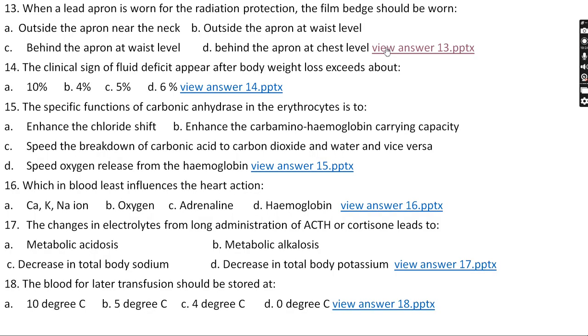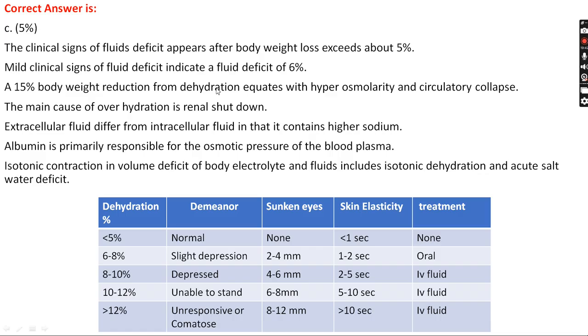Question number 14. The clinical sign of fluid deficit appears after body weight loss of about, option A 10%, option B 4%, option C 5%, or option D 6%. The right answer is option C, that is 5%. The clinical sign of fluid deficit appears at body weight loss of about 5% because of dehydration.